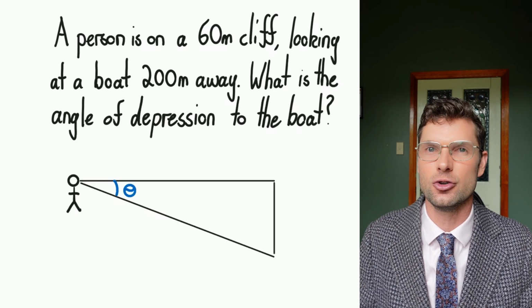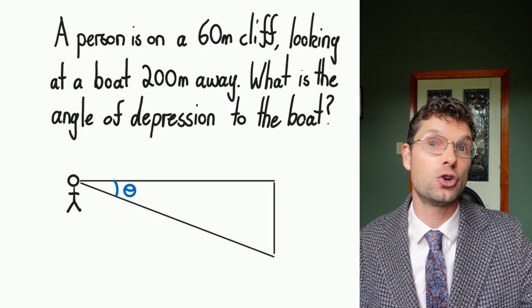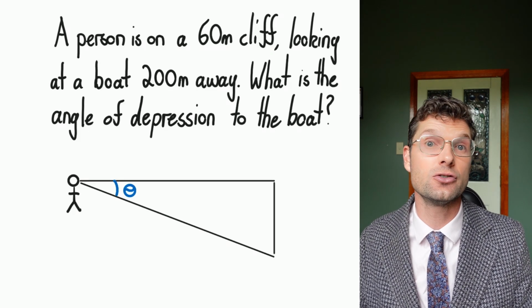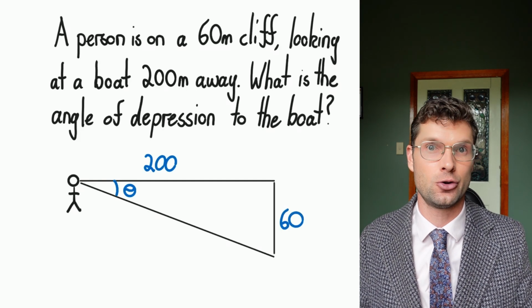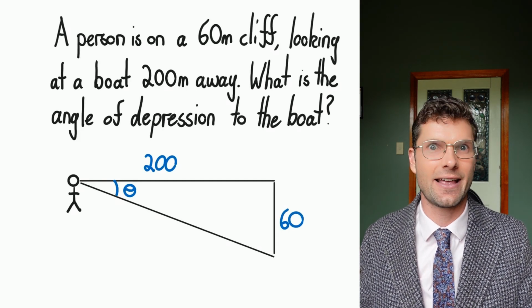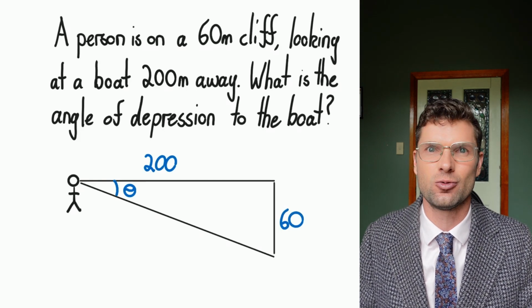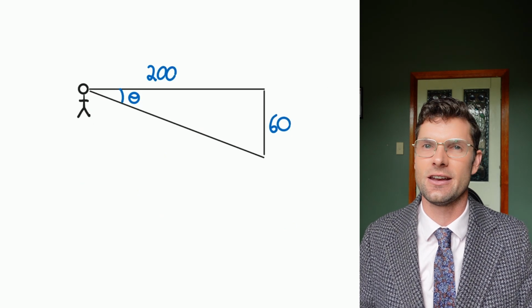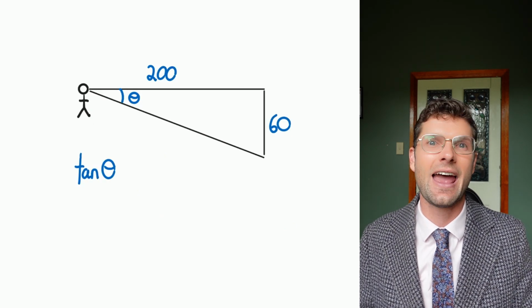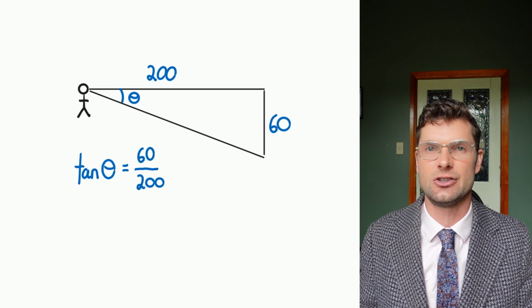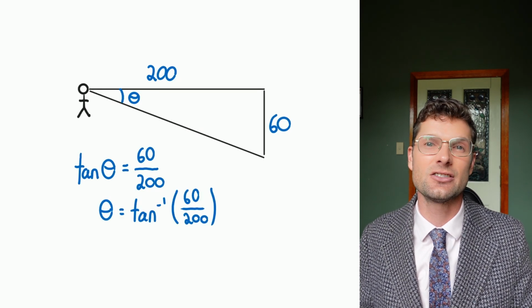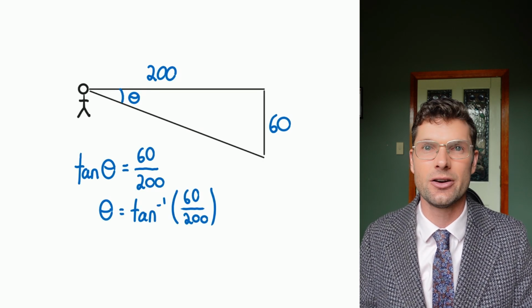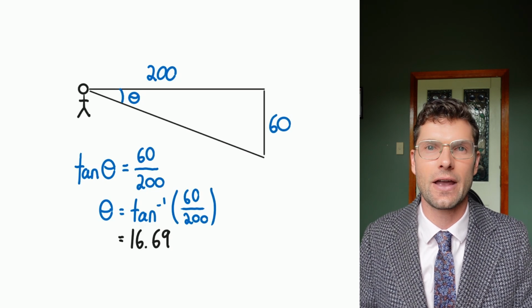Now we're just doing normal trig. We know that they're 200 meters away, so the horizontal line is going to be 200 meters, and it's down 60. That's how tall the cliff is. Now I've got two side lengths and an angle. This is just regular trig. Because I've got opposite and adjacent, I'm definitely using tan, and that's going to be equal to 60 over 200. To get the angle by itself, I've got to do the inverse of tan. So tan minus 1, 60 over 200. Throw it into your calculator and you'll get the right answer.